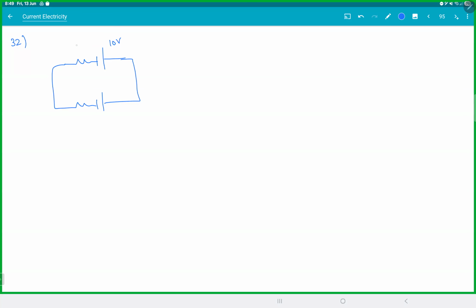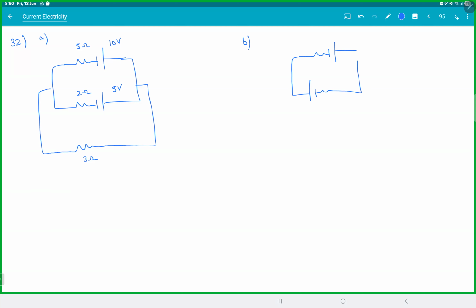A 10 volt battery, 2 ohms. So let's say we have a circuit like this. Let's say you have a capacitor here. Find the current in the resistor and find the charge on the capacitor.